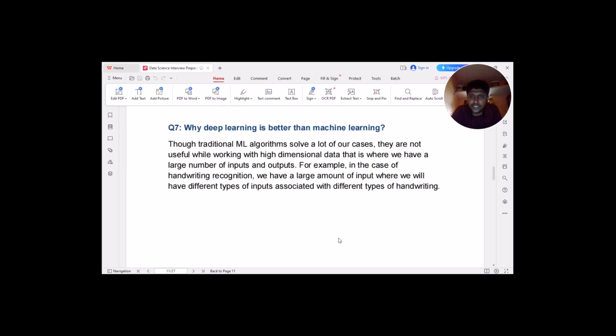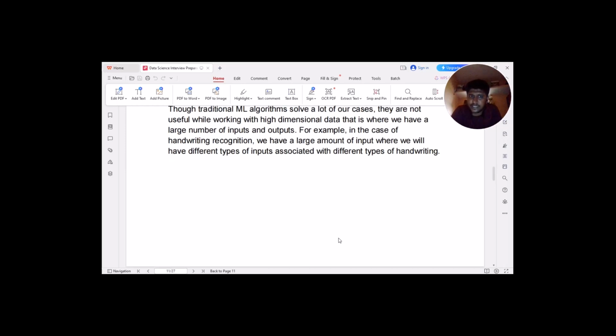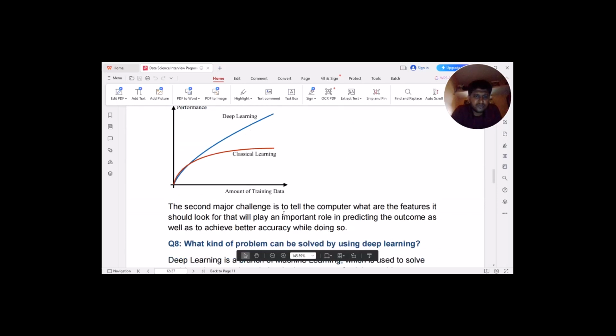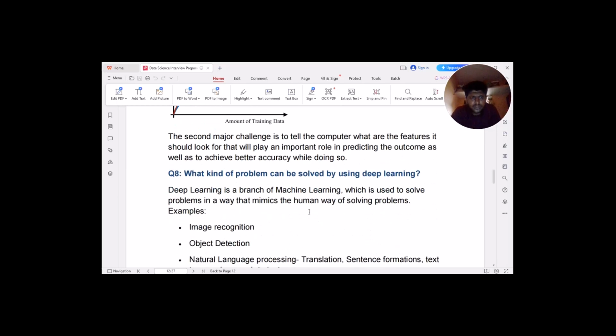For example, in the case of handwriting recognition, we have a large amount of input with different types of handwriting, right? The second major challenge is to tell the computer what features it should look for, which will play an important role in predicting the outcome as well as achieving better accuracy. So that is number seven, and then number eight they might ask.